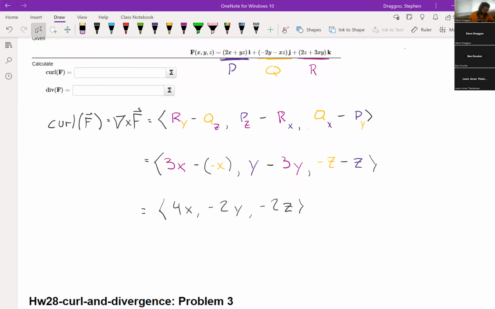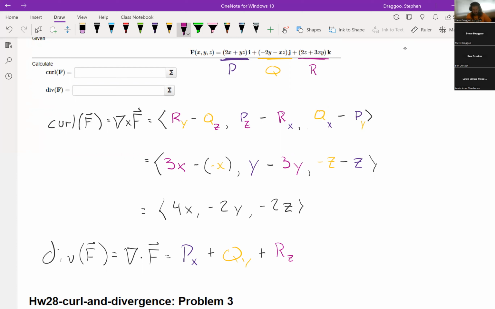The divergence of f is just the dot product of that partial derivative operator and our field, which is just take each partial derivative once and write down the line. So I need p partial x plus q partial y plus r partial z. So all of the partial derivatives that did not show up in the curl do show up in the divergence.